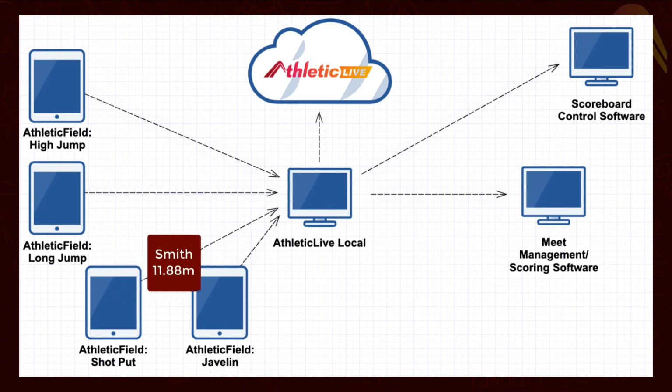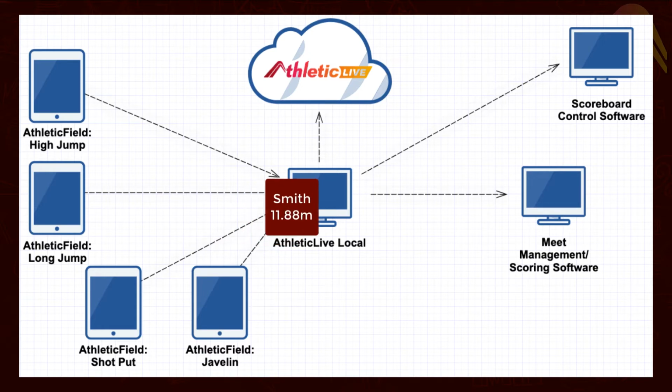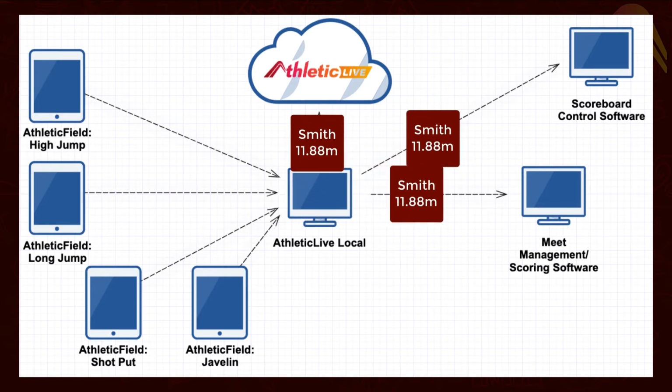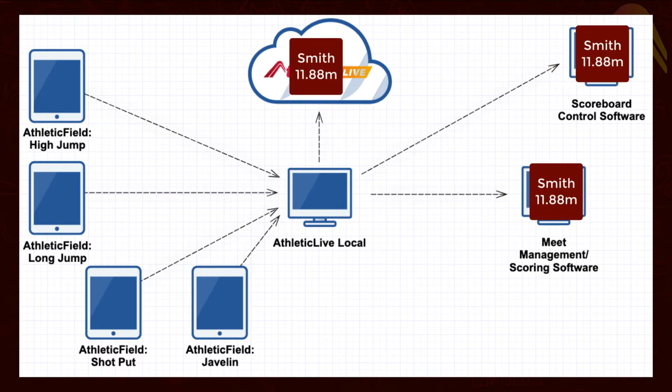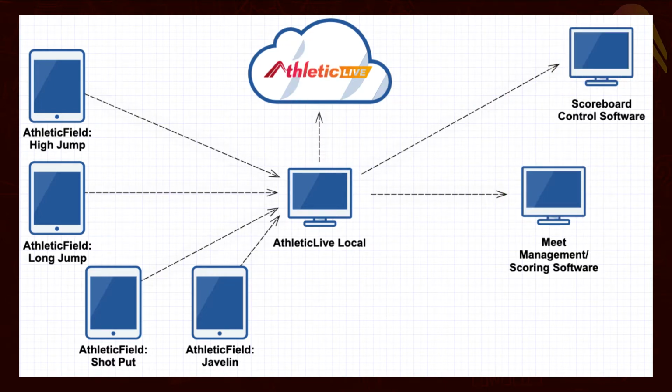Results data is transmitted over the local network to a computer running Athletic Live Local, which is the Athletic Live middleware program available to any meet using Athletic Live. Data for the field events is then sent to the online scoreboards, the scoring computer, and optional in-venue scoreboards from the computer running Athletic Live Local.